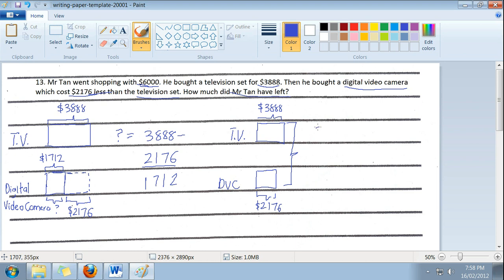So, the total of this. We'll put a question mark because we don't know the total, so the question mark is equal to 3,888 plus 2,176. 8 plus 6 is 14, 8 plus 1 is 9, plus 7 is 16, 9, 10, 3 plus 1 is 4. Oh my goodness.